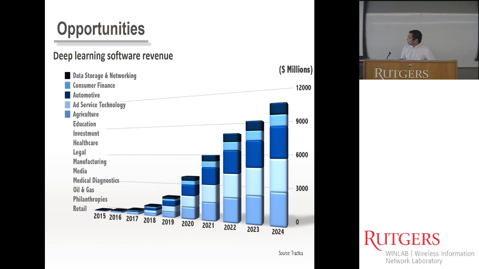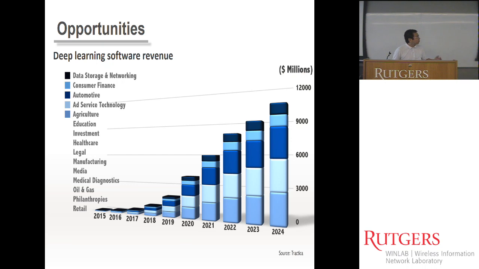Beyond that, deep learning has already been expected and applied in many other application domains, like storage, networking, finance, and education. According to this figure, which is a little bit out of date because this prediction is from 2017, it is expected that by 2024, if we just consider the software side, the total market revenue of deep learning based techniques will be beyond about $10 billion.